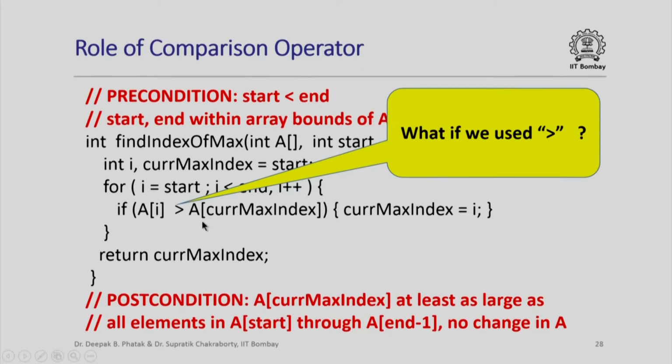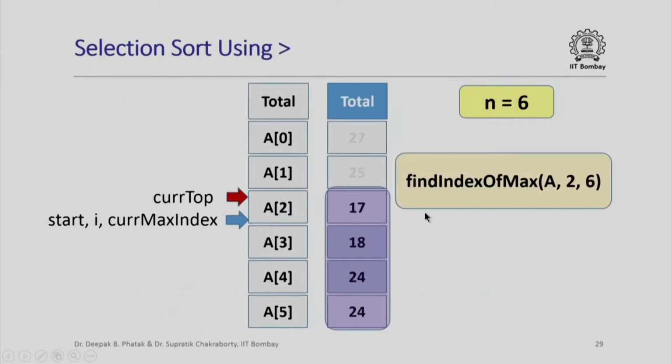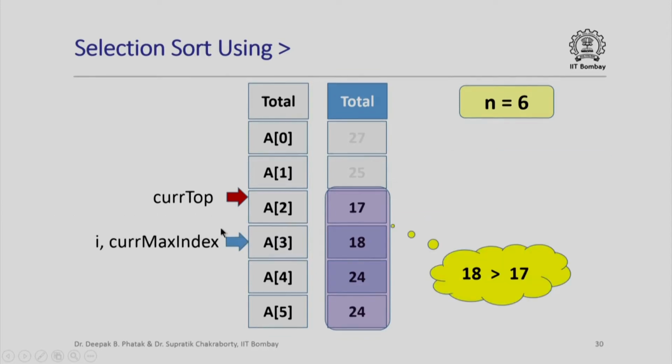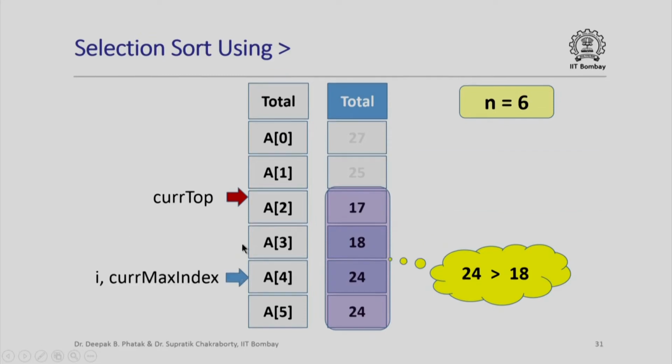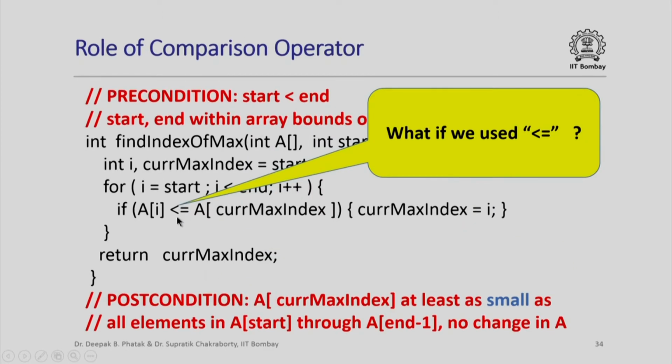On the other hand, if I used greater than here, what would happen? I would start here at the same position, and then since 18 is greater than 17, current max index would increment. Since 24 is greater than 18, current max index would increment again, but this 24 is equal to 24, not greater than 24, so current max index would not increment, and therefore this element will be swapped with current top. Of course, what would happen if I use less than or equal to? It is easy to understand.